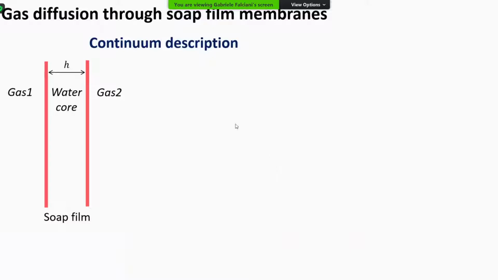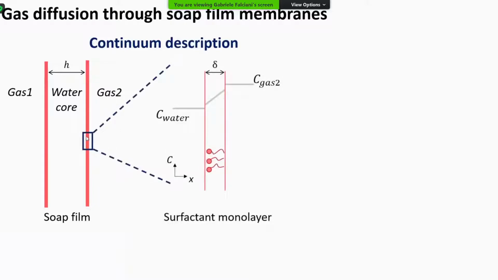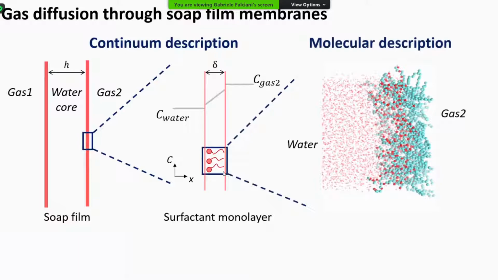From the macroscopic point of view, you can look at the soap film as a continuum medium separating the two gas chambers. But of course, if you start zooming in on the water-surfactant-gas interface, you start realizing that some complexity appears, and so you will need a more accurate model in order to properly describe this complexity.